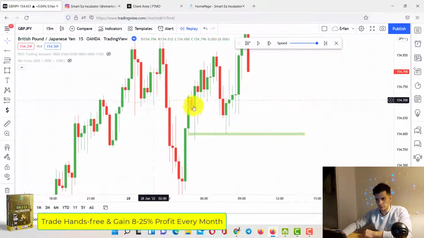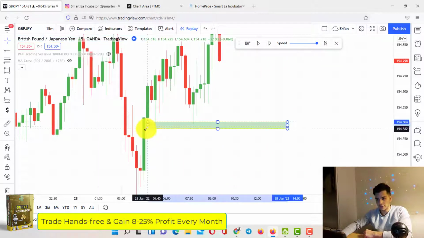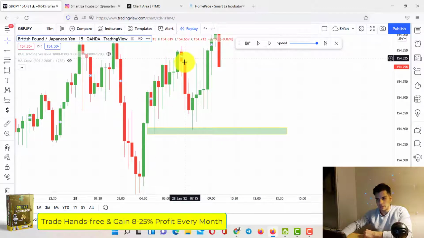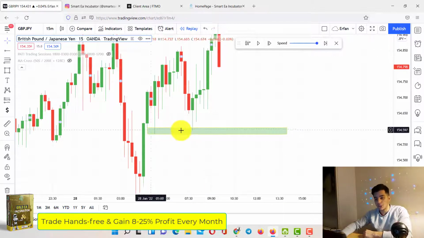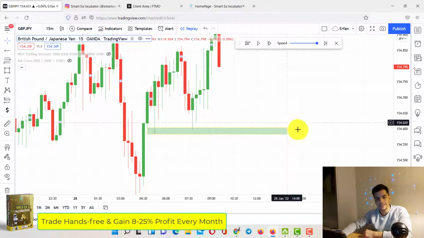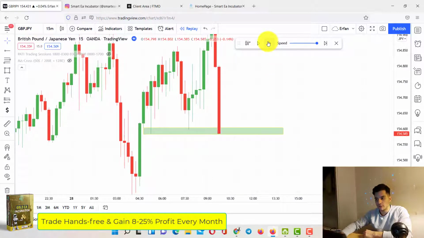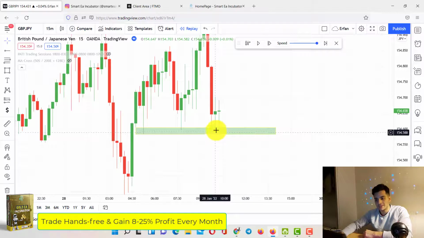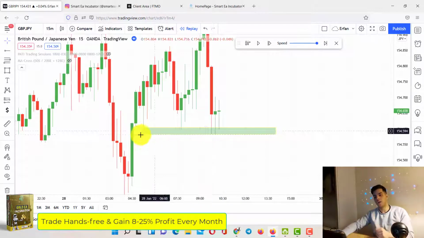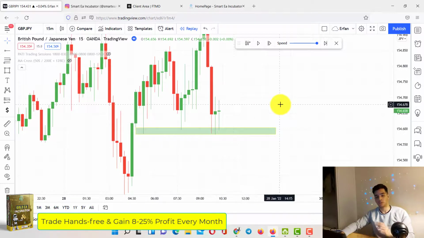So if I do a little replay, you see that if I draw this zone, it had one touch here, and then the price went up, and then it came back, tapped into this zone again, and then it went up. So it created a very clean support zone. And then if I just move it forward, you see the price tapped into this zone one more time. So we have 3 touches right now. So it means that this is a valid support level because it's based on rejections.